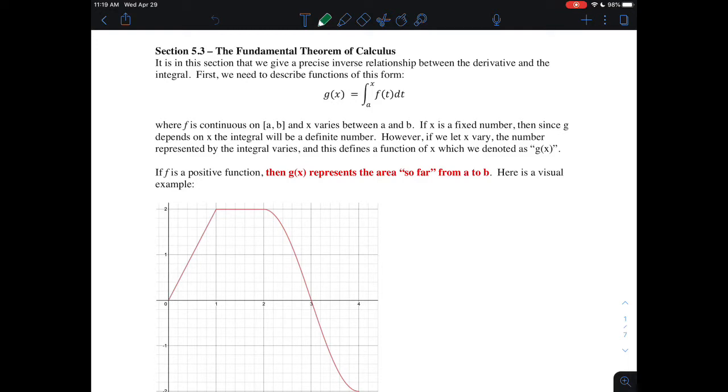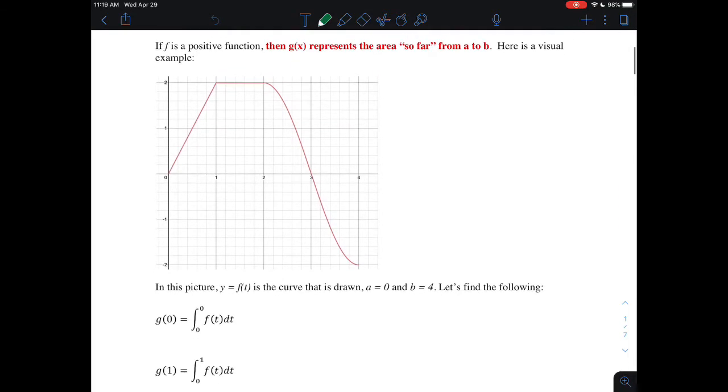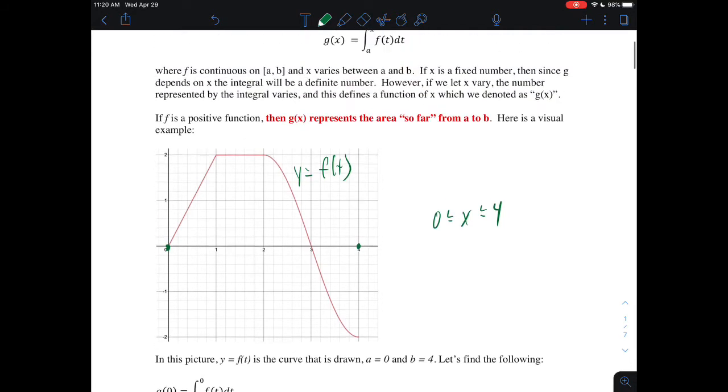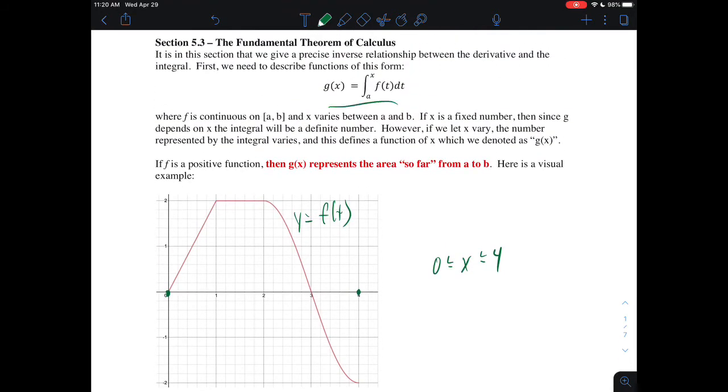If f is a positive function, then what g of x represents is the area so far from a to b. Here's a visual example. In this picture, f is the curve that is in front of you. a is 0 and b is 4. So here x is between 0 and 4, and our function is y equals f of t, the curve. Now, using this picture to understand this function, let's find a couple of things.